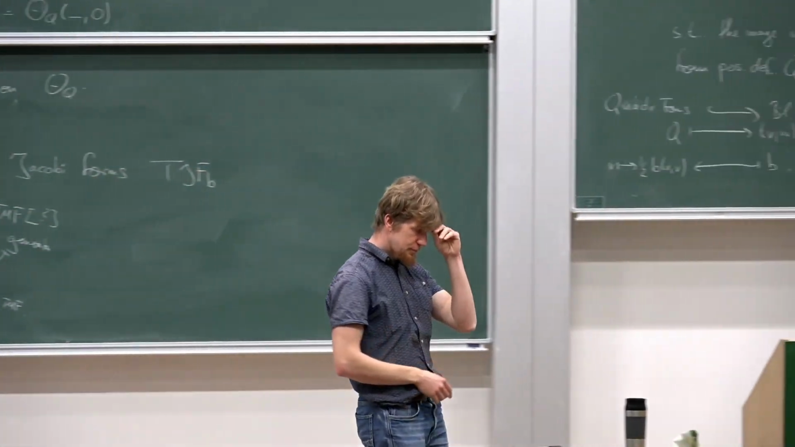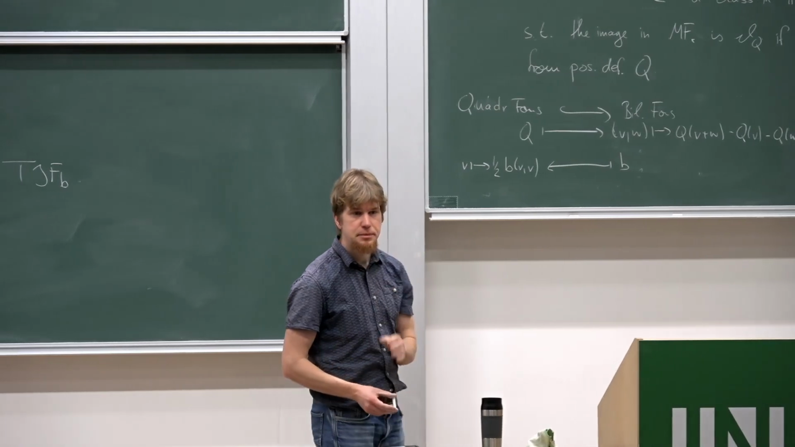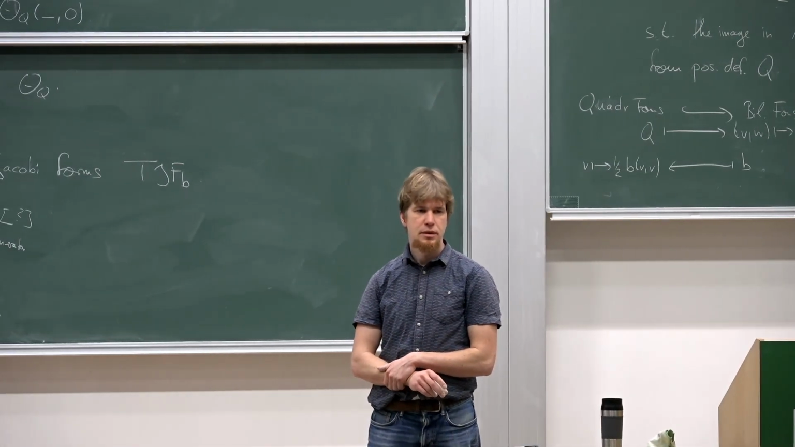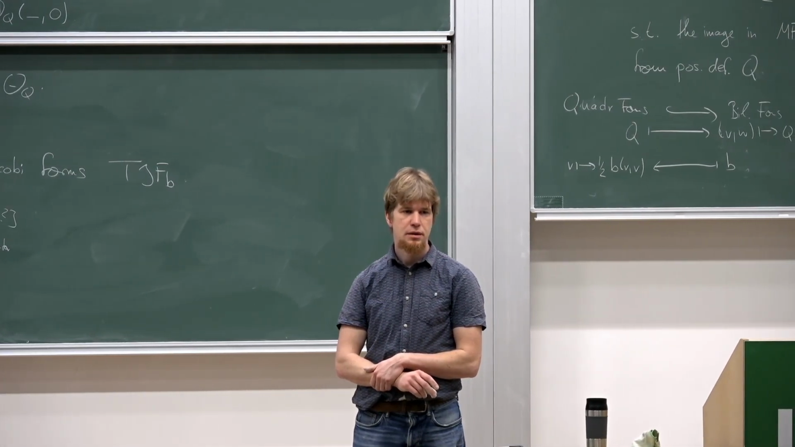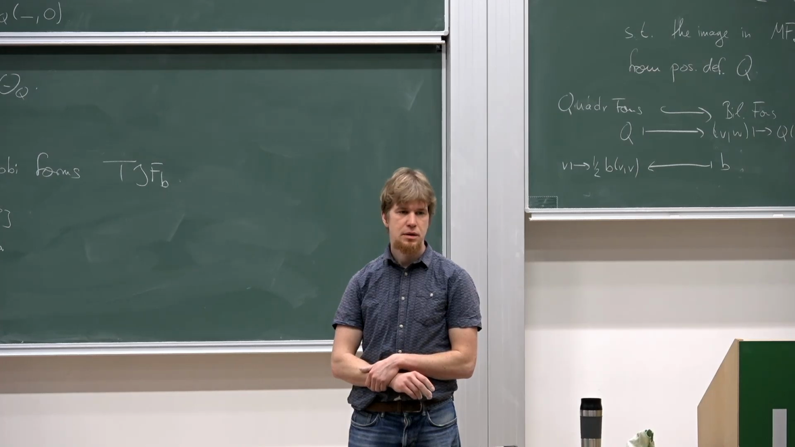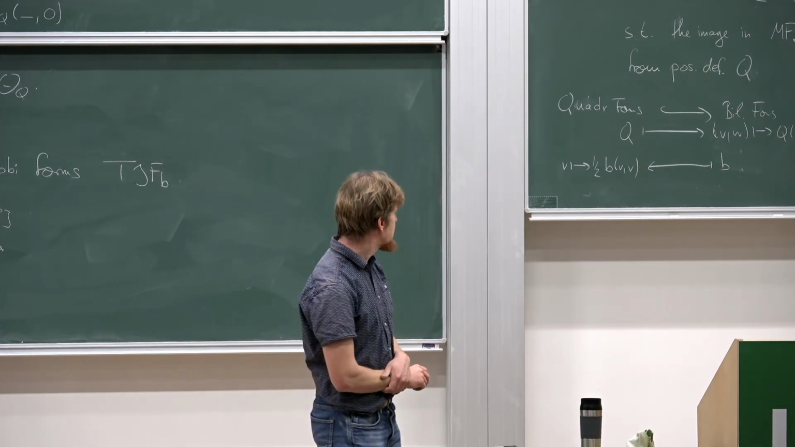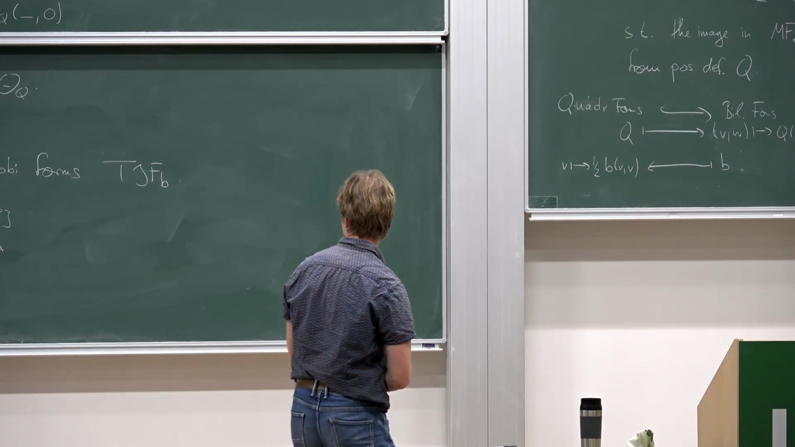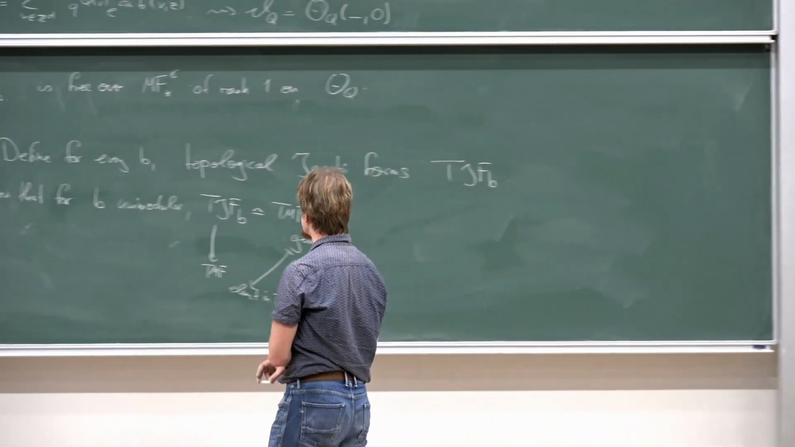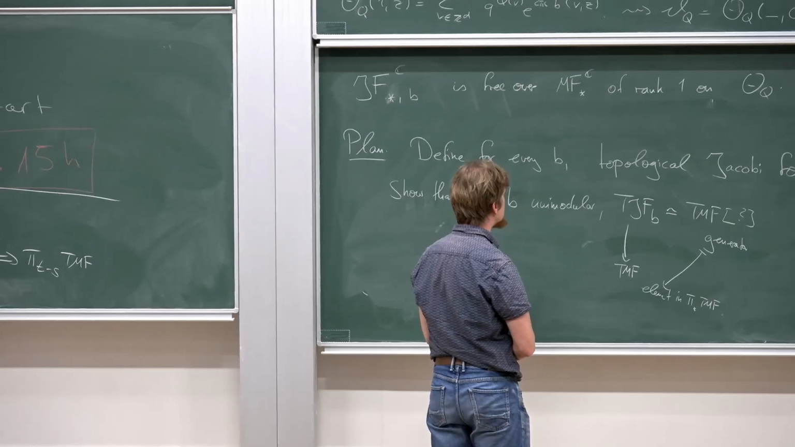Yes. You define those Jacobi forms for every bilinear form B, and you say it's free of rank 1 over the theta functions for quadratic forms. But over there you said that these are not isomorphic, that you don't have an inverse. So it seems like something is missing if B does not come from a quadratic form.